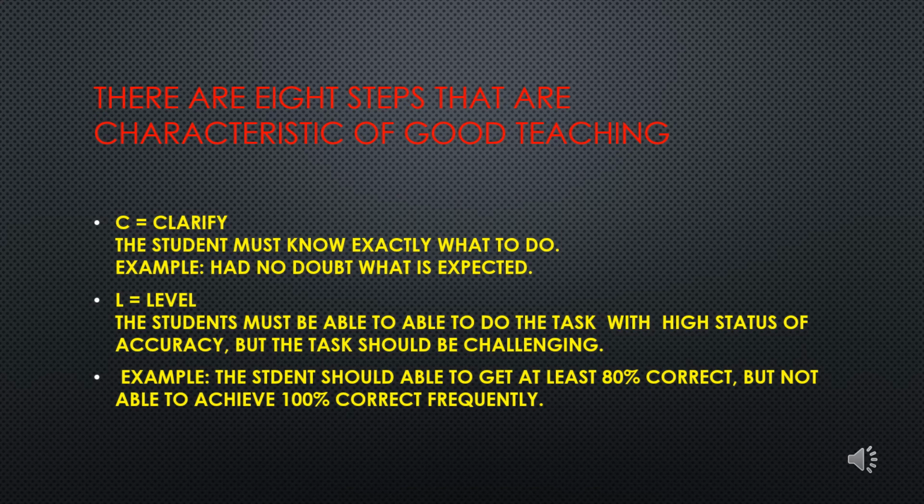Number two, levels. The student must be able to do the task with a high status of accuracy, but the task should be challenging. For example, the student should be able to get at least 80% correct, but not achieve 100% correct frequently, because we do not force the student to his limit.